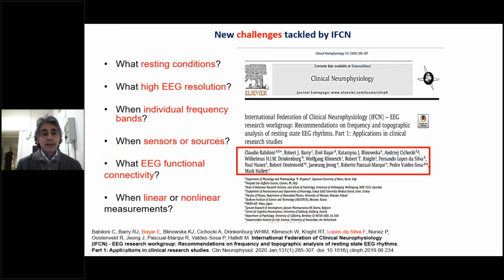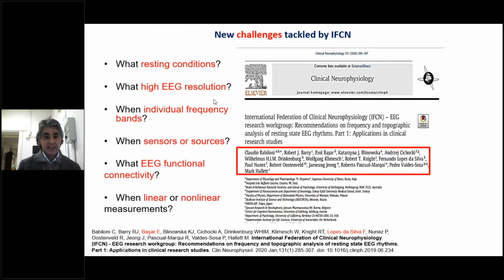And after 20 years, there are new challenges for the recording and analysis of resting state EEG rhythms. You can see that there are discussions about the proper resting state condition, about the use of high-resolution EEG in clinical neurophysiology, the frequency bands and the individual basis for the choice of frequency limits, the choice between analysis at sensor or source level, and the kind of techniques for studying functional connectivity from EEG data, and the debate about the linear or non-linear features of resting state EEG.